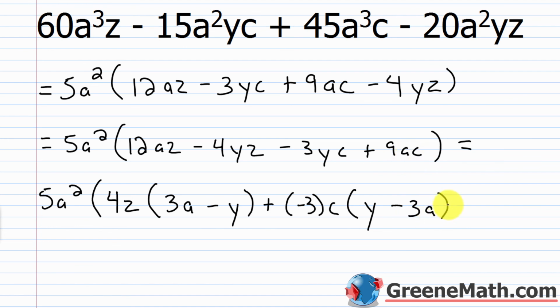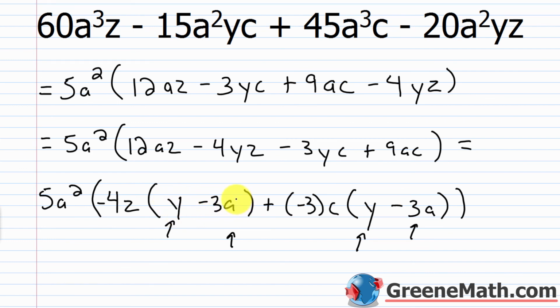Now, I don't have a common binomial factor yet, but we're close, right? We have a y and a y, and we have a 3a and a 3a. It's just the signs that are the problem. So if I was to factor out a negative here, then this sign would change and this sign would change. So positive y and positive y, negative 3a, and negative 3a. So that would work out. I just changed the order. Remember, you can change the order. It won't matter. And let me just change the order here to y minus 3a.